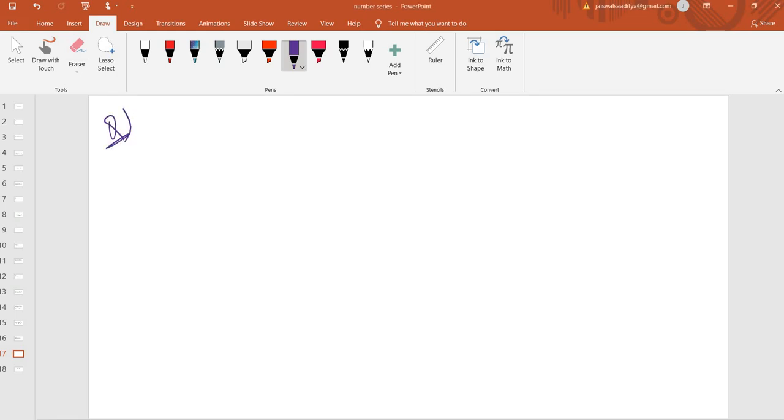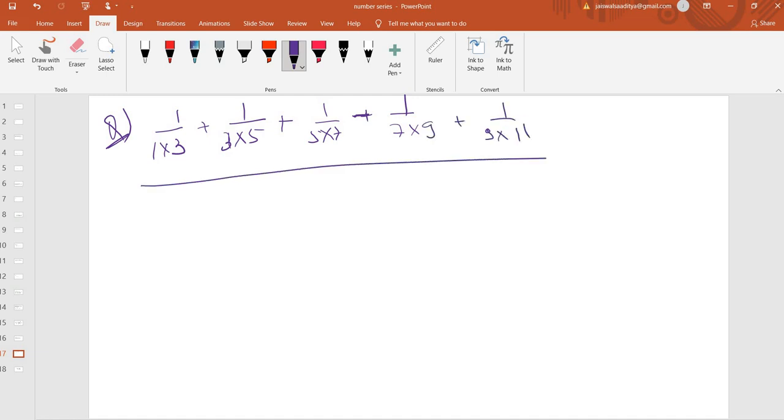The question is: 1 upon 1 into 3 plus 1 upon 3 into 5 plus 1 upon 5 into 7 plus 1 upon 7 into 9 plus 1 upon 9 into 11. This is the question. At the end we will also see some GATE questions. So for now just see this question. They will ask what is the sum of these numbers.